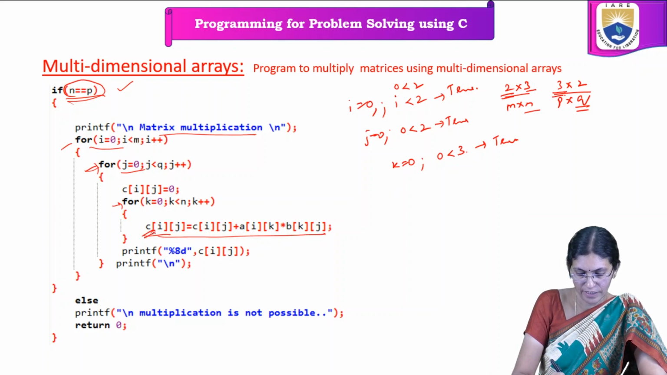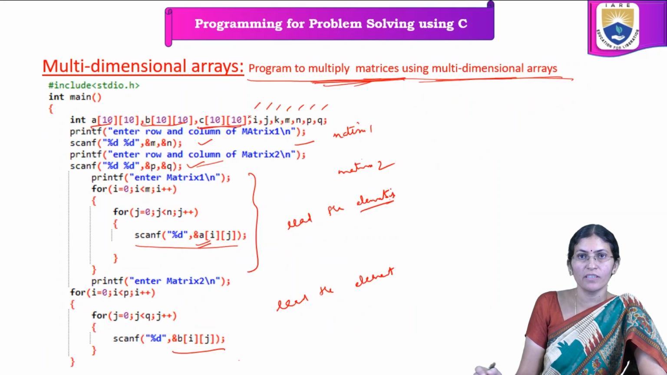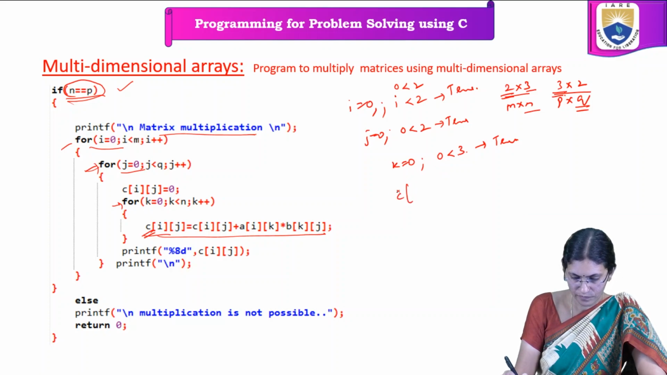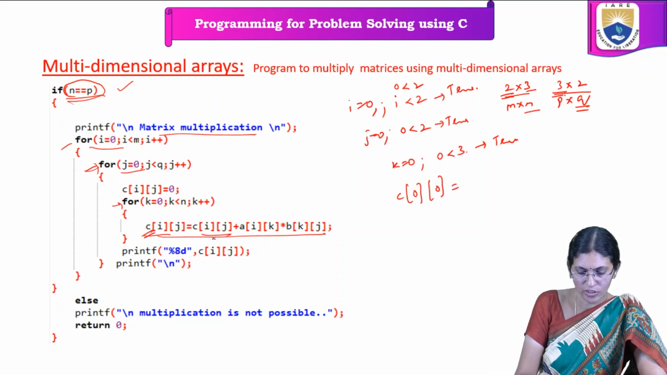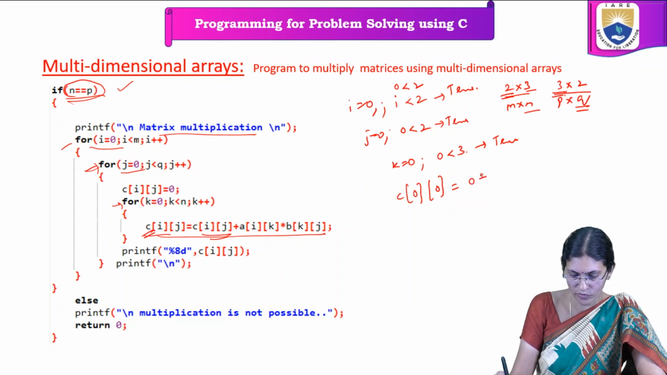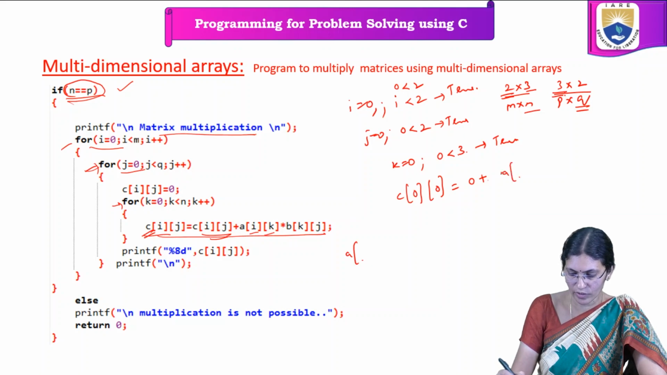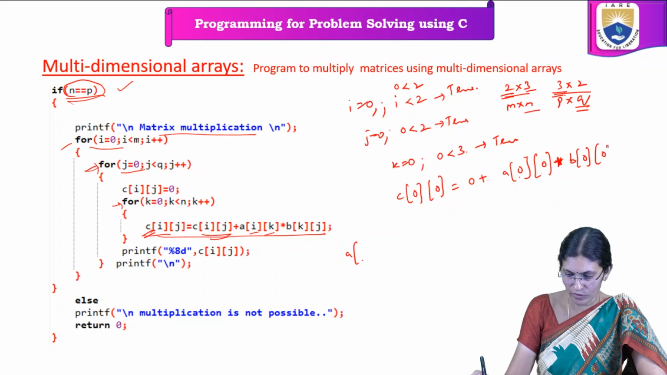We have declared a third array, an array C. Its dimension is 10 by 10. So C of ij, that means I is equal to 0, J is equal to 0. C of 0, 0 will be equal to, so the initial value of C of 0, 0 is 0. So 0 plus A of I and K. These two elements will be used. A of I is 0, A of K is 0. This is multiplied by B of 0 and 0, J is equal to 0. So A of 0, 0 and B of 0, 0.